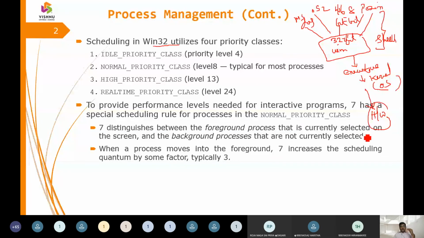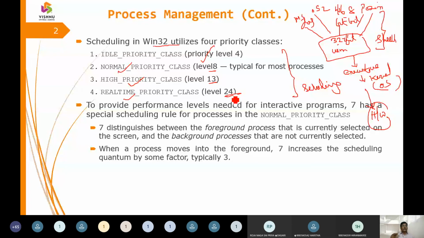So there are a lot of utilities which are going to be needed with the set of services of the operating system. So we need some priorities. We need some priority scheduling. How is this scheduling going to be done? That scheduling we will be calling with some priority levels. So idle process with a priority 4, normal priority with level 8, high priority with level 13, real time with level 24. All this is going to be a part of process management.